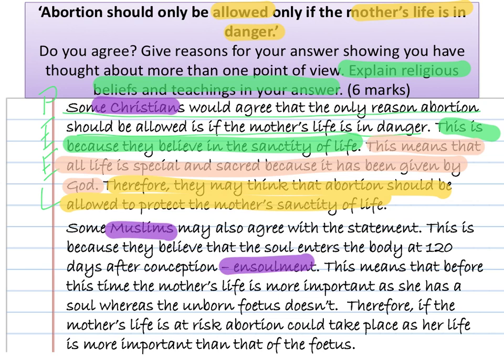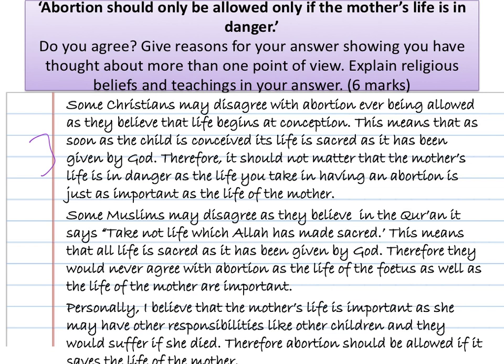Finally, we need to notice how many points it is that we're making. You can see here that I've given 1, 2, 3, 4 PEEL paragraphs. My final paragraph is not PEELed and it's my personal opinion. So this acts as a conclusion on the whole statement. You'll notice that it does still give evidence and an explanation as to why I believe what I do. This is the perfect way to end your essay. It sums up what you think and ensures that the examiner knows that you have been answering the question throughout.